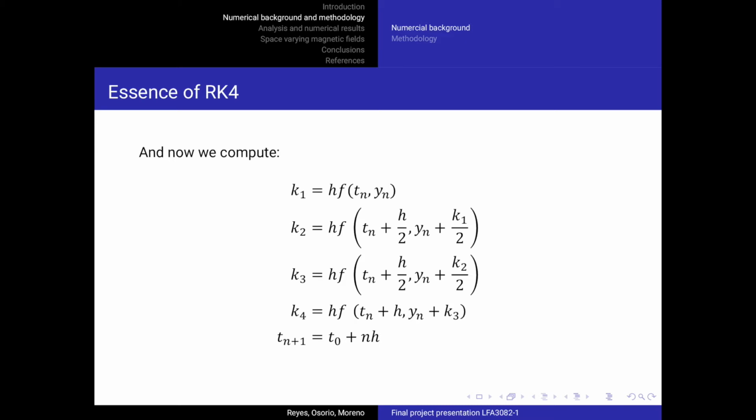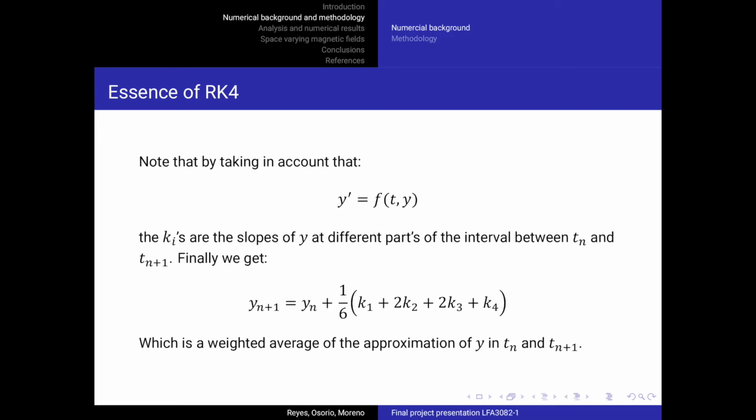The k1 to k4, which are defined as we see on the slide. By taking a closer look at the definitions of the ki's, we see that these are just the slopes of y at different parts of the interval between tn and tn+1. And then we get our approximation as the weighted average depicted in the last equation.